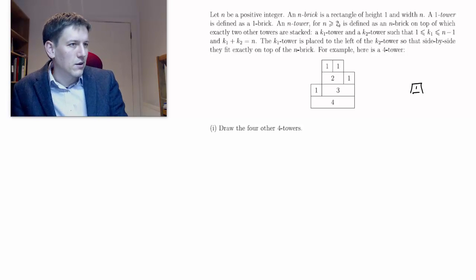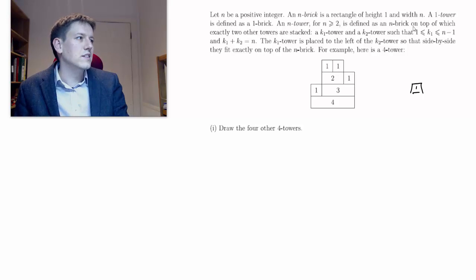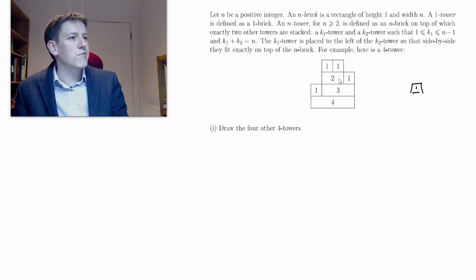But then an n tower for n greater than or equal to 2 is defined as an n brick on top of which exactly 2 other towers are stacked. So for example, this picture of a tower has a 4 brick, and you can see there are 2 other towers on top of it. You've got this 1 tower that we just defined, and another tower here with these 3 layers. That is a 3 tower because it's a 3 brick with 2 other towers on top of it. There's a 2 tower here and a 1 tower, and the 2 tower has 2 1 towers on top of it.